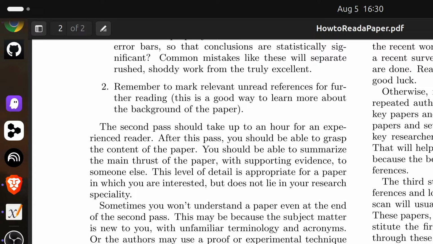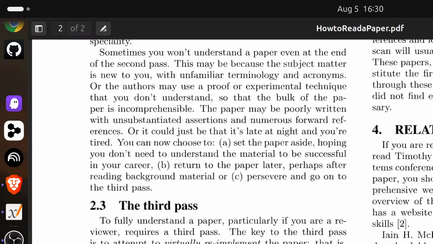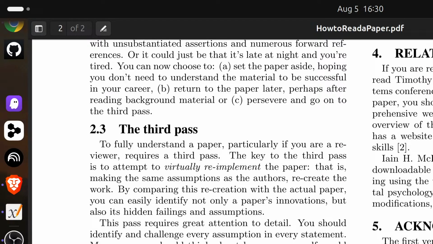So you can now choose to: A, set the paper aside, hoping you don't need to understand the material to be successful in your career. B, return to the paper later, perhaps after reading background material. C, persevere and go on to the third pass. To fully understand the paper, particularly if you are a reviewer, requires a third pass.